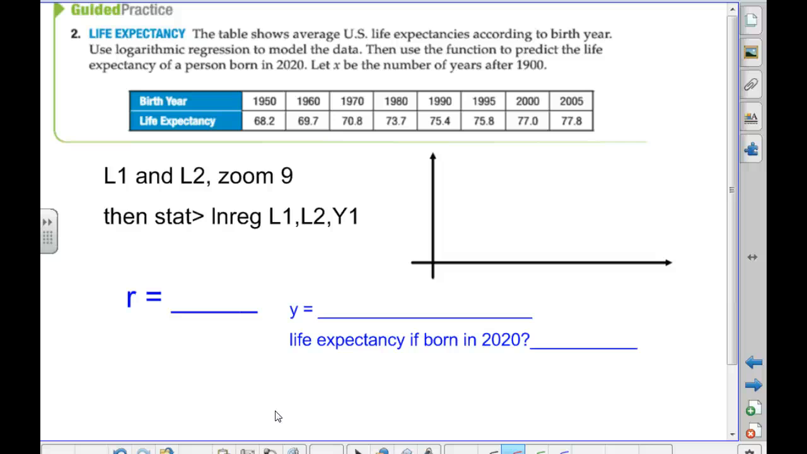Number 2 says the table shows average U.S. life expectancies according to birth year. We're going to use a logarithmic regression. That is the natural log regression. And what are we supposed to put in for our list 1? Anybody? Years since 1900, so this is going to be 50, 60, 70. Be careful. It goes 80, 90, 95, 100, and 105 out here.